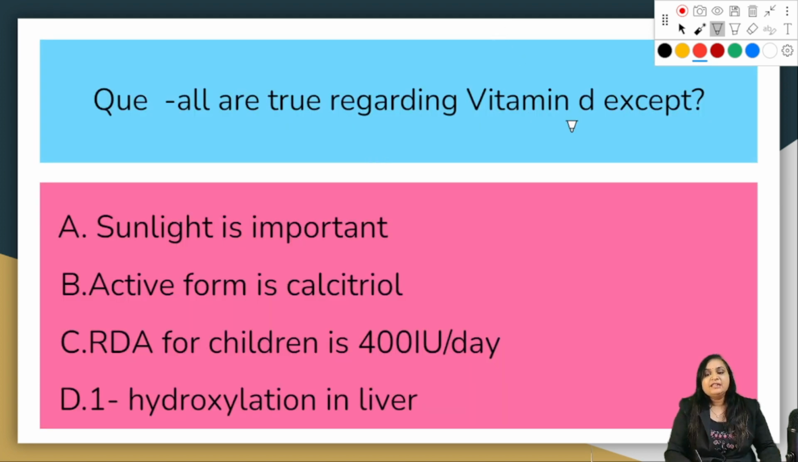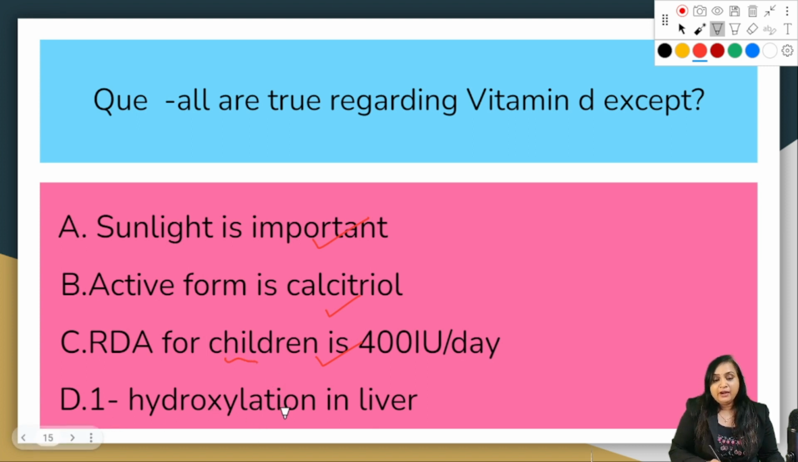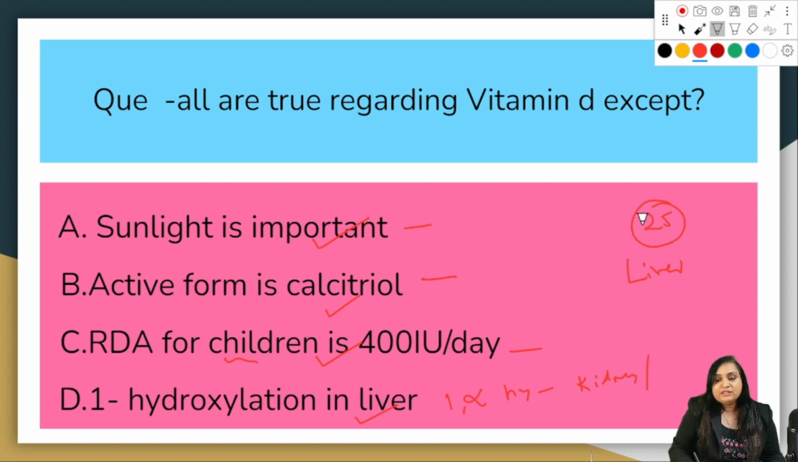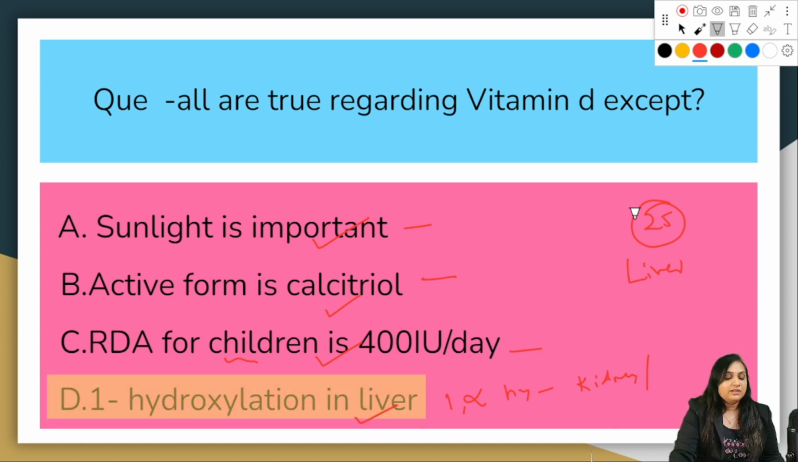All are true regarding vitamin D except: sunlight is important, active form is calcitriol, RDA is 400 IU for children, and 1 hydroxylation occurs in the liver. So we know that these three are correct: sunlight, active form is calcitriol, and RDA is 400. 1 alpha hydroxylation occurs in the kidney and not in the liver. In the liver, 25 hydroxylation will take place. So here the answer is option D, 1 hydroxylation in liver.